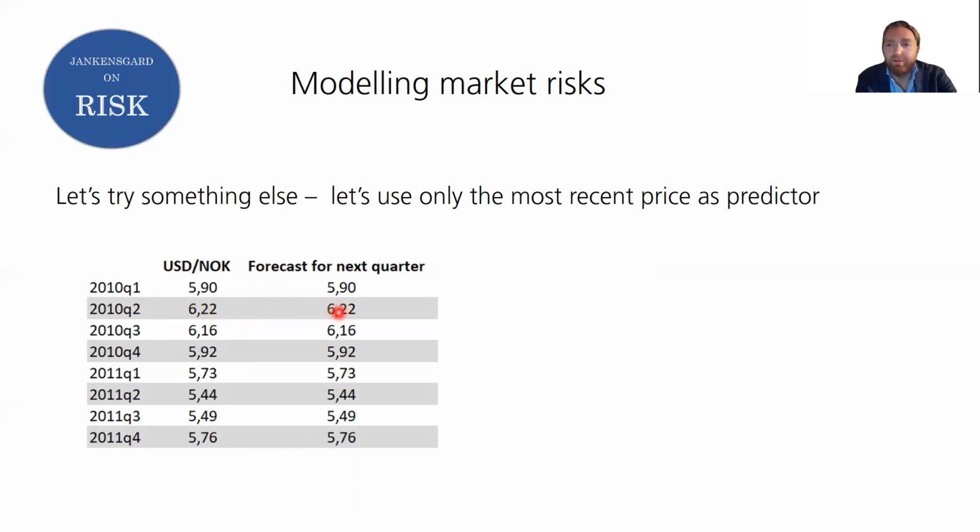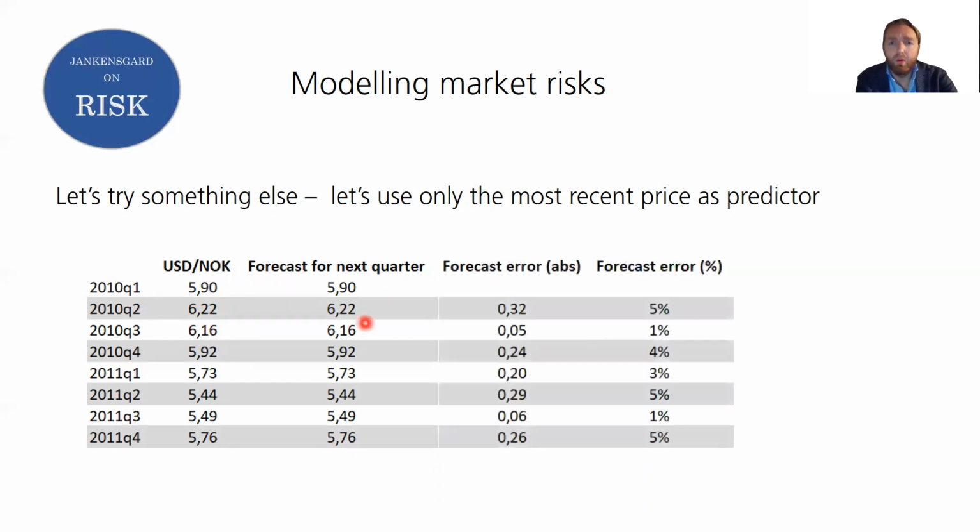And we update the forecast now. So it's going to be 6.22. Going into the next quarter, that's going to be our forecasted value. And this time we're almost right. 6.16 here turned out to be the value, so we weren't that far off. So on the whole, the forecast errors are substantially reduced.